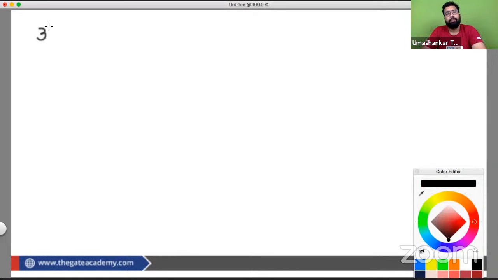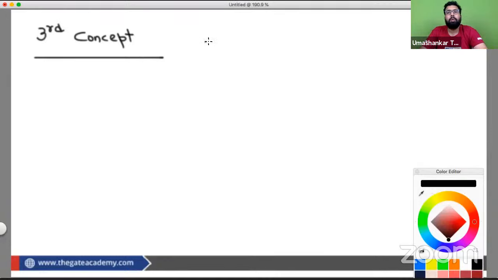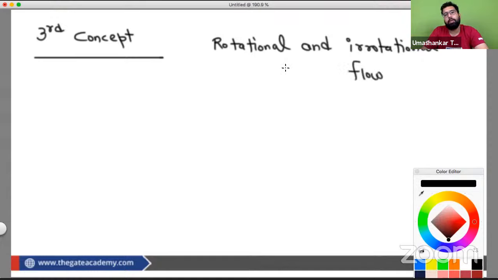Now coming to the third concept of the day. Okay. So sometimes, beta, they ask you about rotational and irrotational flow. So how to see whether the flow is rotational or not? So for that, you have to get the angular velocity component of the fluid flow.